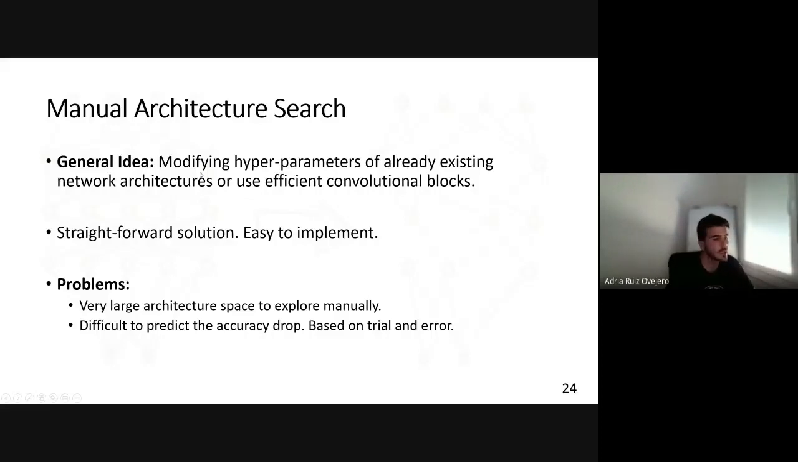This is a straightforward solution. It's very easy to implement, but it has a drawback: the number of hyperparameters that we can modify is extremely large. So we have a very large architecture space to explore, and we have to do this manually. This is not an easy task because the process is typically guided by trial and error. The reason is that given an architecture and a hyperparameter, like the number of layers, it's very difficult to predict what the accuracy drop will be if we change that hyperparameter to a certain value. So what we typically need to do is take the network, reduce the number of layers, train the network and see what happens. And this is very costly, and it's not the best idea in most cases.